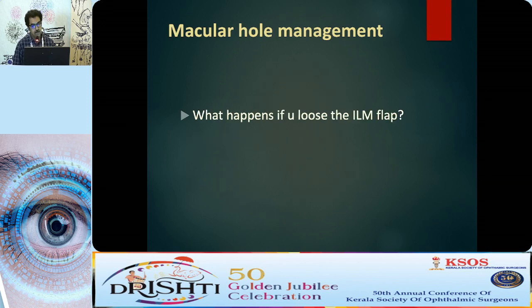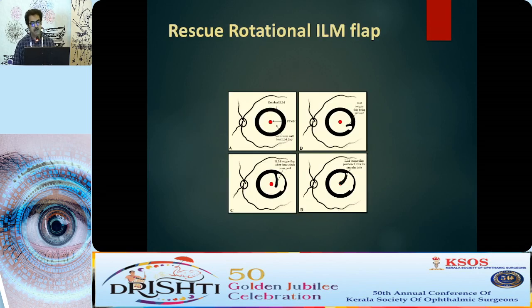So what happened is, when I was doing this process, I just lost the ILM flap. Now I don't know what to do. How can I put the internal limiting membrane? I just lost it because it's a fine thing. Around the hole, you have to peel and just stuff it inside. So I just lost it. What will you do? So this is what I did.